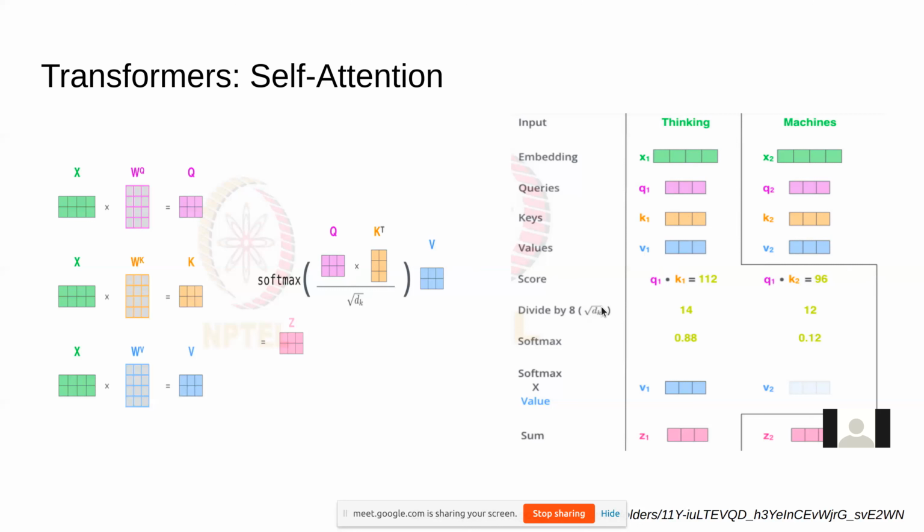Once we have done this, q1 k1, q1 k2, and so on, we will divide it by the square root of the dimensionality of the key vector. In case of transformers, it is 8 because here the length of the embeddings is 64. So dividing it by 8 will give you this value. And then apply the softmax over these inputs, 14 and 12. Finally, the probabilities will come out as 0.88 and 0.12.